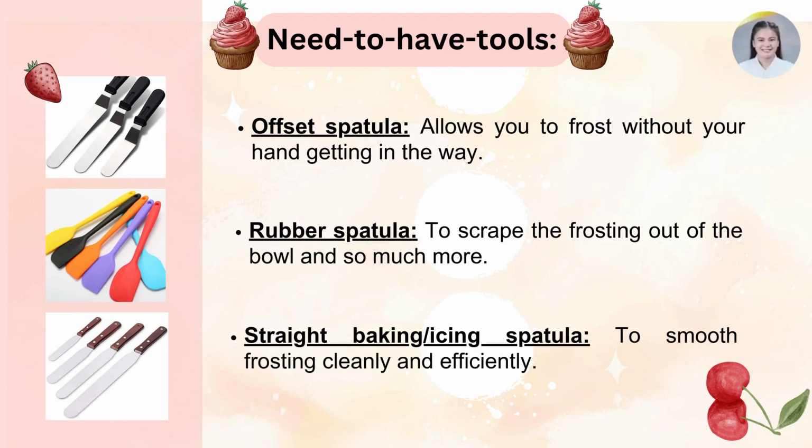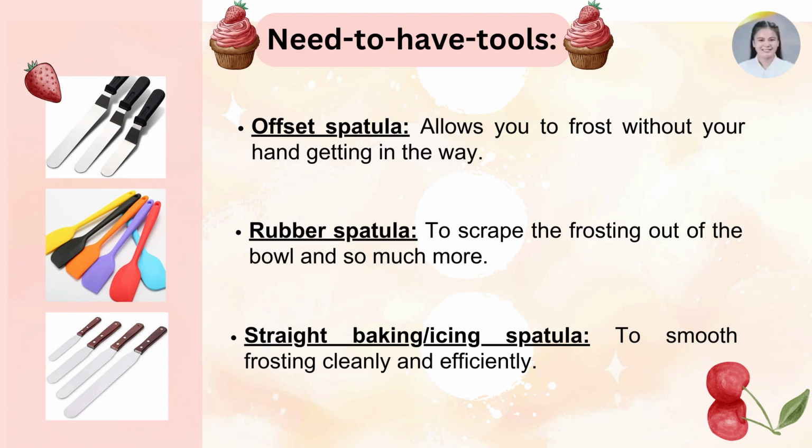Now we will move on to the offset spatula. So an offset spatula allows you to frost without your hand getting in the way. An offset spatula is perfect for frosting cake. It is used to spread an even layer of frosting on the top and the sides of the cake.